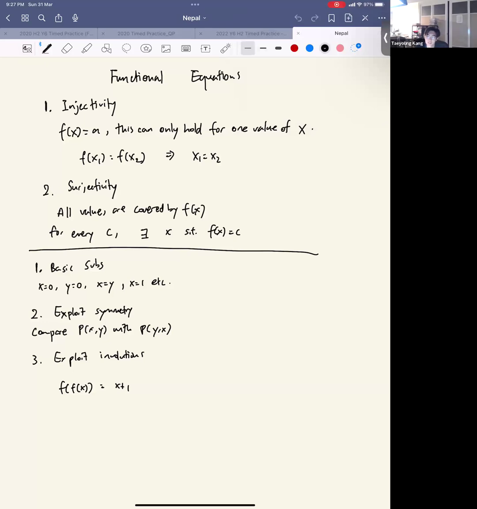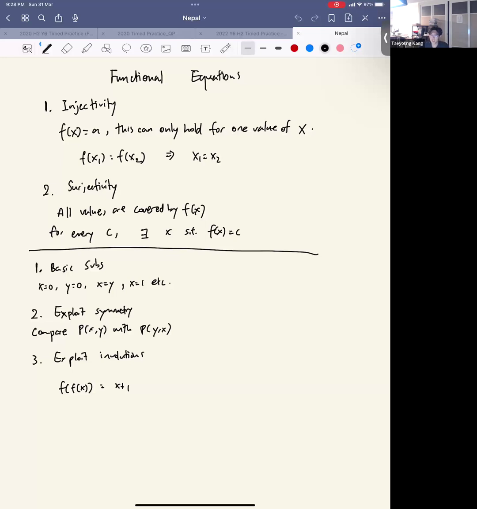Okay, as we said, today we'll be going through functional equations, and I'll just reiterate myself. The two key concepts you need to know in functional equations are injectivity and surjectivity.